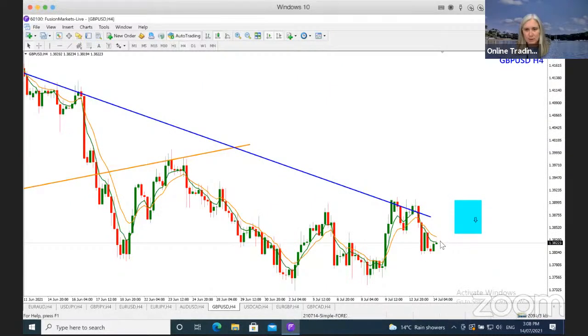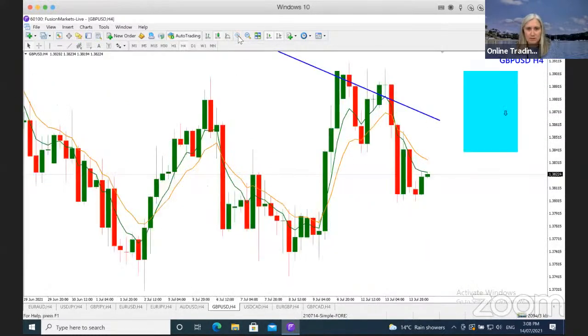So any price in this sort of area, maybe a bit higher, for a short.